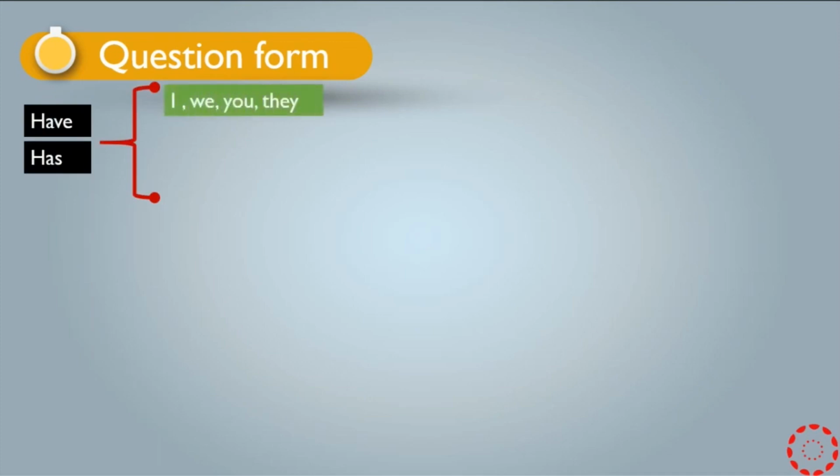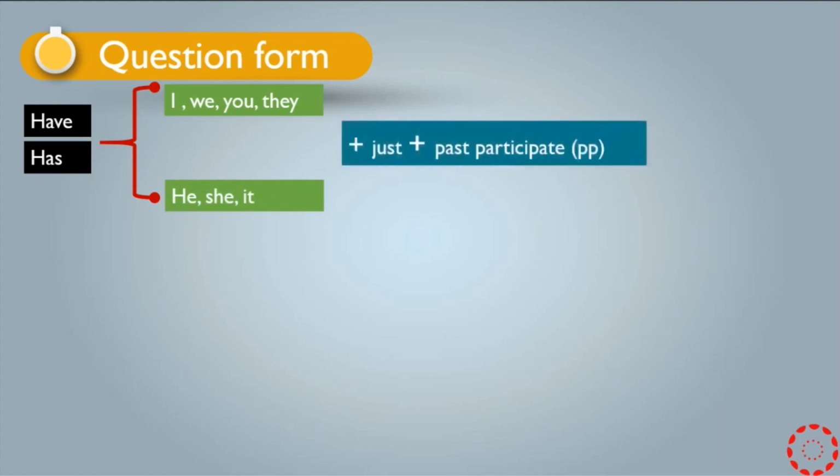Question form. Let us see what the question form of have just is. We have have and has at the beginning. When our subject is I, we, you, they, we use have. When our subject is he, she, it, we use has. Both of them are followed by the subject, then just, and then the past participle, or PP. In question form, just is separate from have, and has its own place.